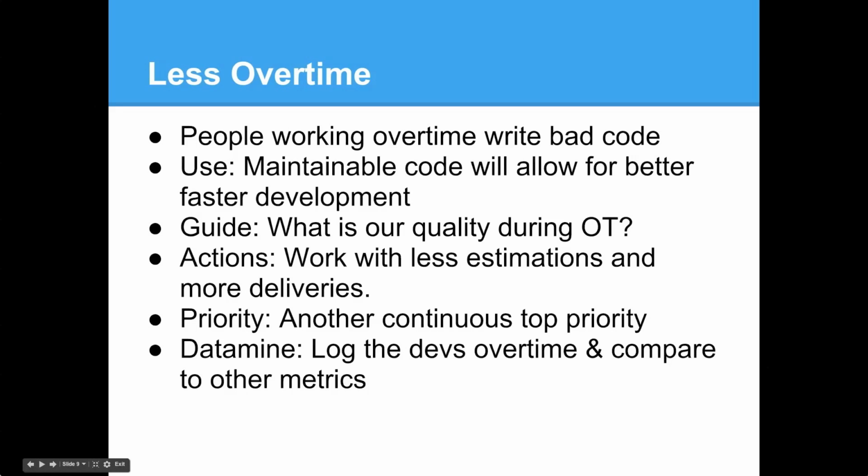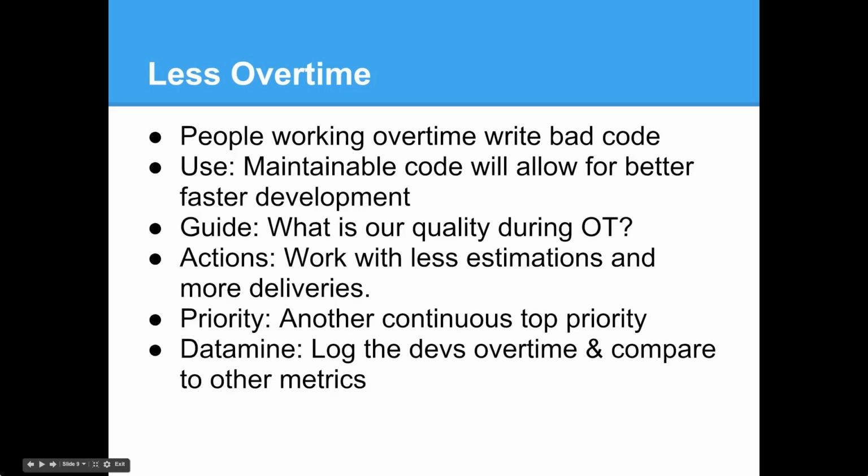Lowering the amount of overtime is another great metric. People working overtime typically write bad code. People who write bad code during overtime build a technical debt, and then the code becomes less maintainable. Therefore, it slows down the writing of future code, and that can impact the project quite a bit, especially if there's a lot of overtime. Maintainable code will allow for better, faster development, and that is why this metric is useful.